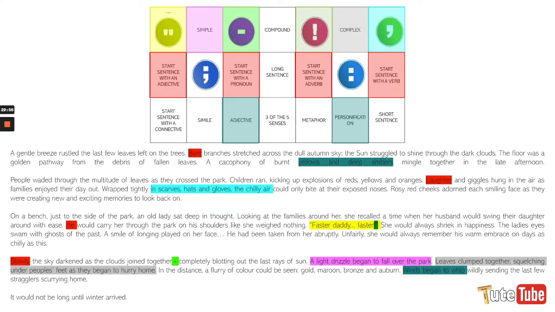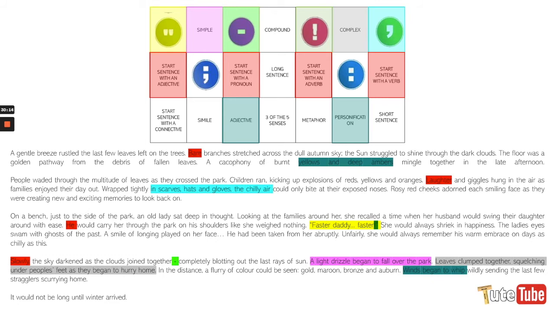Okay, so here's just a few examples of what I included. I included a lot more, but I just wanted to identify a few. So in red, it's my different sentence starters. So "bear" is starting with an adjective. "He" is a pronoun and "slowly" is an adverb.